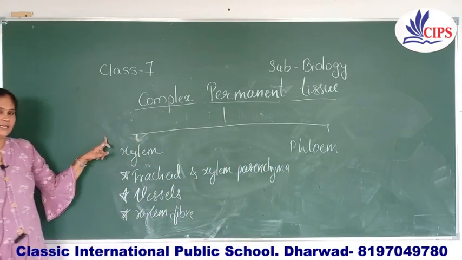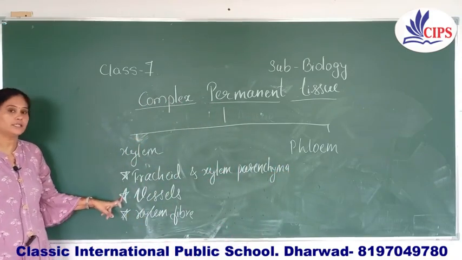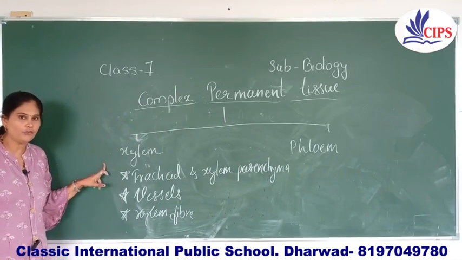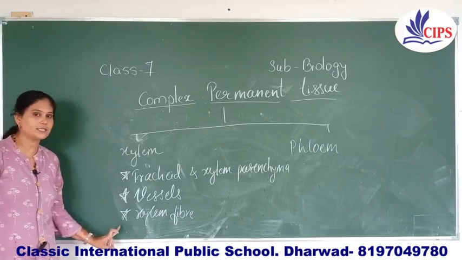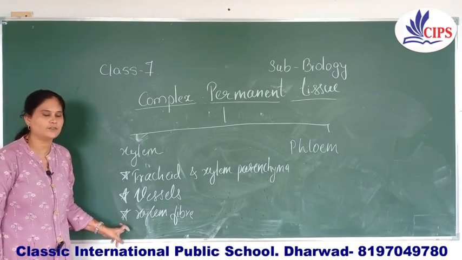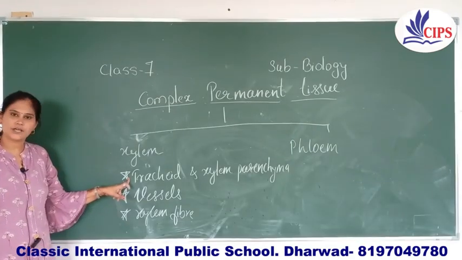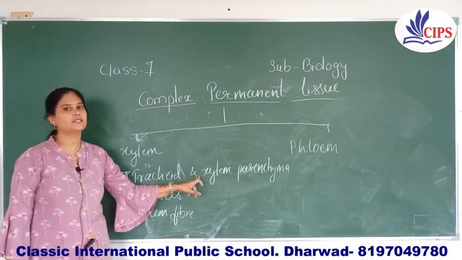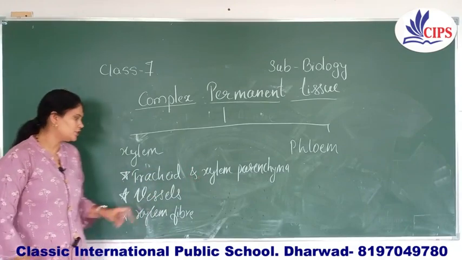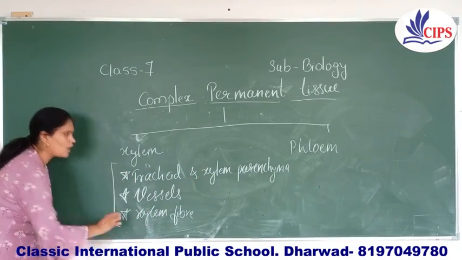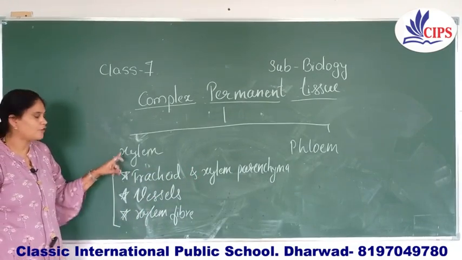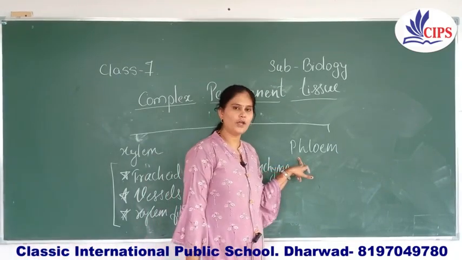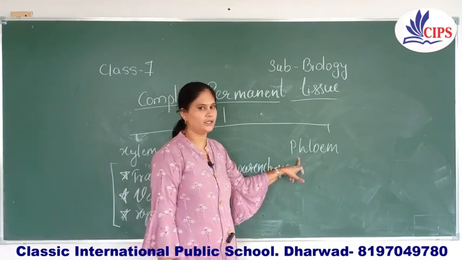So xylem is a dead conducting tissue, consisting of 4 different types of cells: tracheids, vessels, xylem fiber and xylem parenchyma. Children, you have to remember what are the cells of the xylem. Come to the phloem. Phloem is a food conducting tissue.